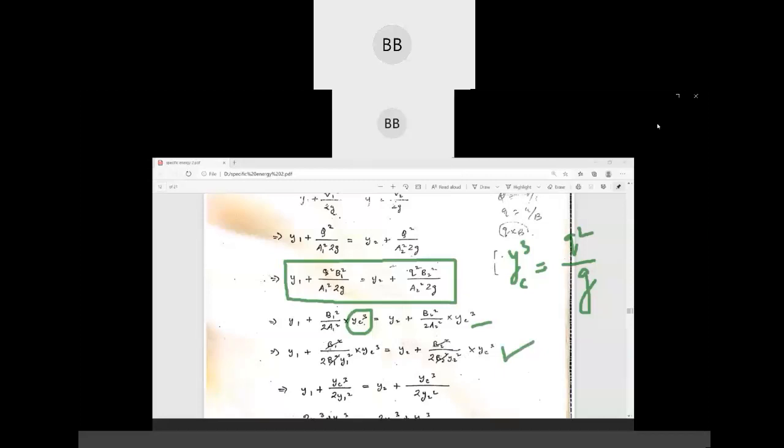So here, b1 square will be cancelled out, what will be left is y1 plus yc cube divided by twice y1 square, and plus y2, here also b2 square will be cancelled out, and what is left will be yc cube divided by twice y2 square.